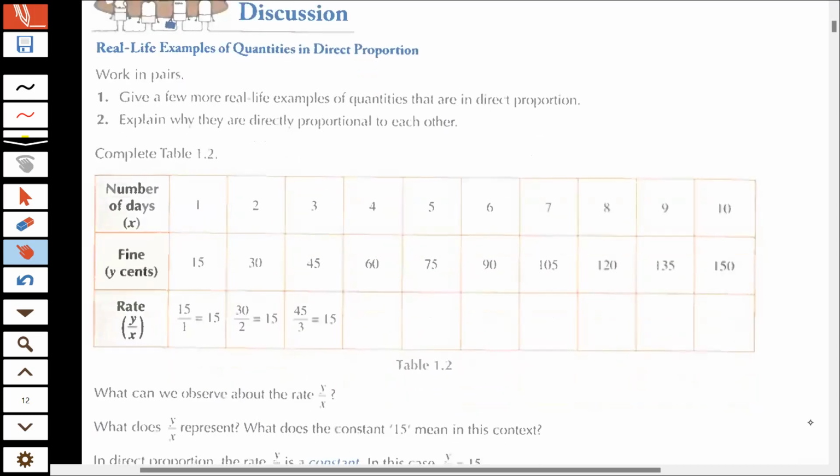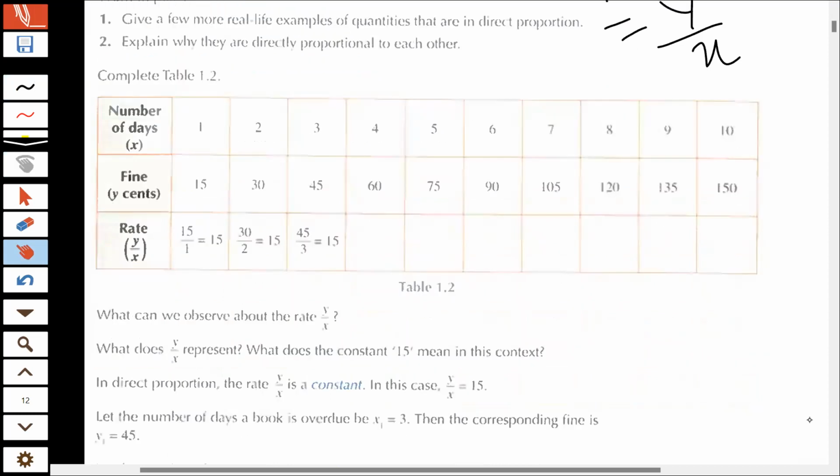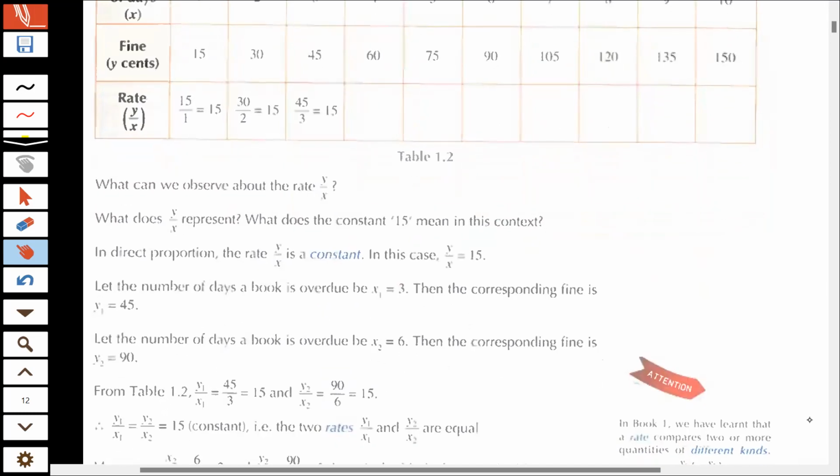You can calculate the rate by using the formula. If you want to calculate the rate, the formula is going to be y upon x, y upon the rate by which it is changing. So this is constant, and this constant can be denoted as k.